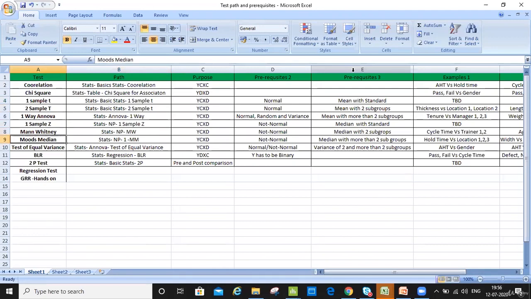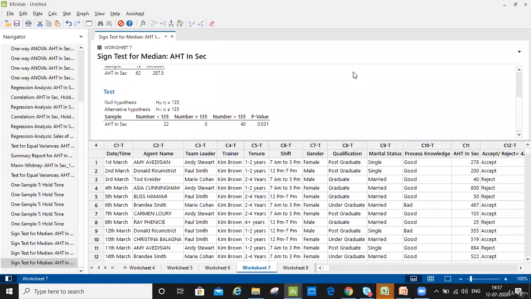Okay, so now we have covered one sample T and one sample sign as well. Mann-Whitney, we have covered modes, median, test of equal variance. So let's cover. So, Simran, sorry to interrupt. Can you go back to that Minitab screen again? Thanks. So, how will you read this?